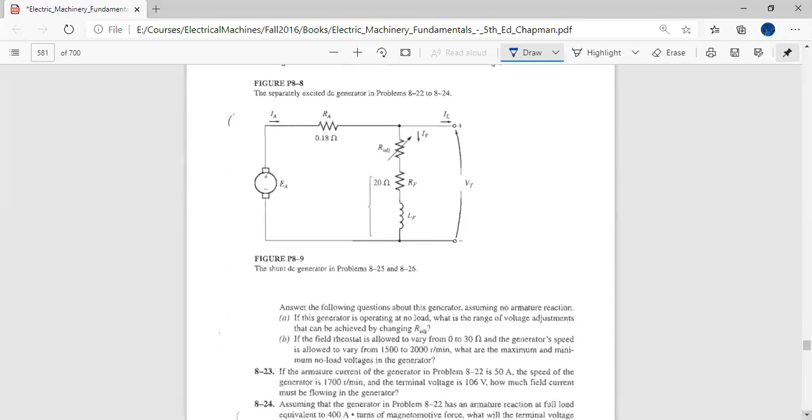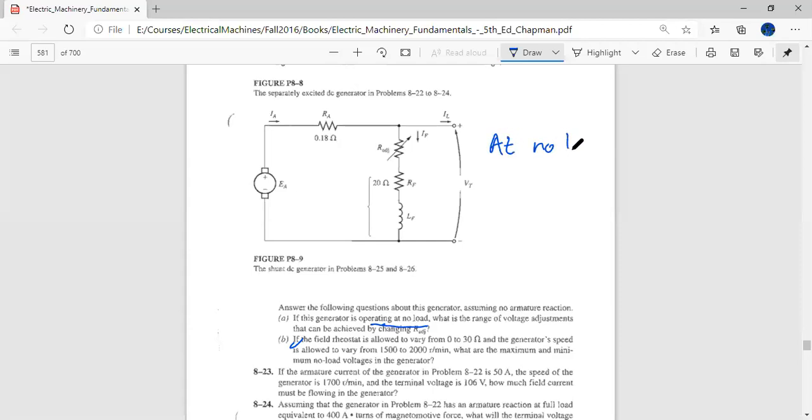If this generator is operating at no load, this point is very interesting for a DC generator. Here is my pen. When the generator is operating at no load, automatically this statement should pop in your head: EA is equal to VT, because at no load IA is equal to 0, or IL is equal to 0, since the armature current and load current are the same because the armature is in series with the load.